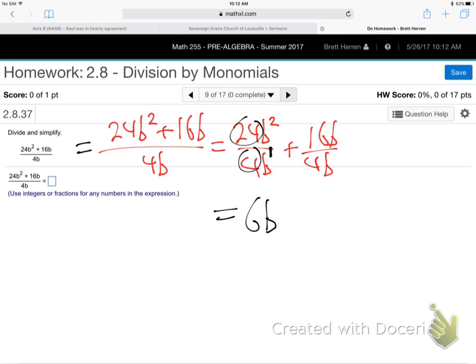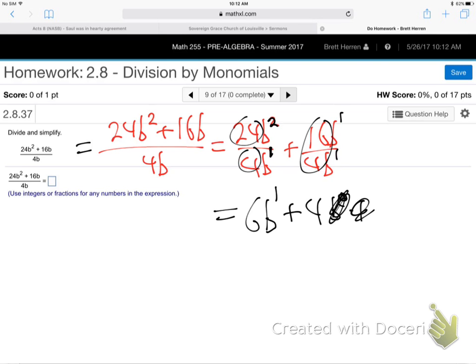What about the power? So the 2 powers subtracted the 1 power to be 1. Done on that. And then the next one, 16 divided by 4 is 4. Now what happens with the b to the 1 over b to the 1? Well, subtract the powers, it's 0. And what is b to the 0? What's anything to the 0 power? 1. So this just vanished. It's just 4 times 1, which does nothing.